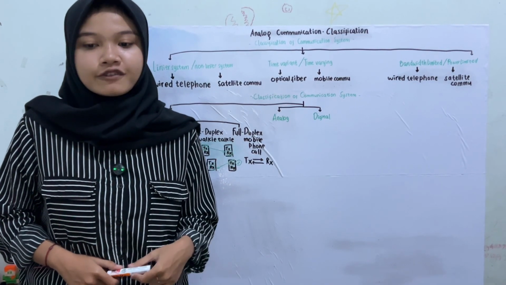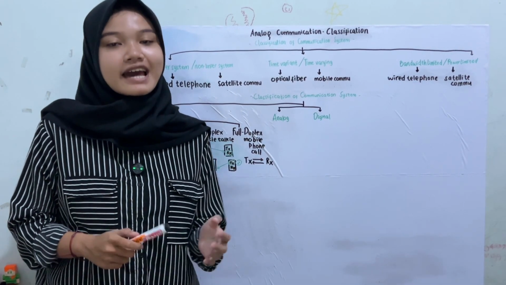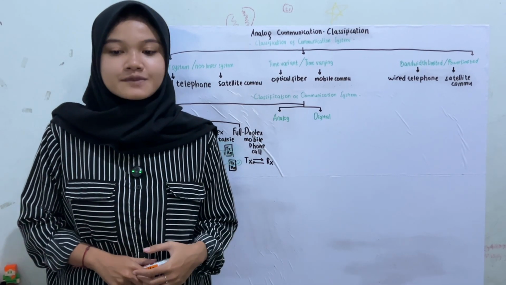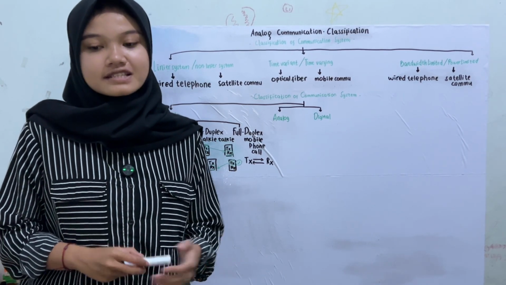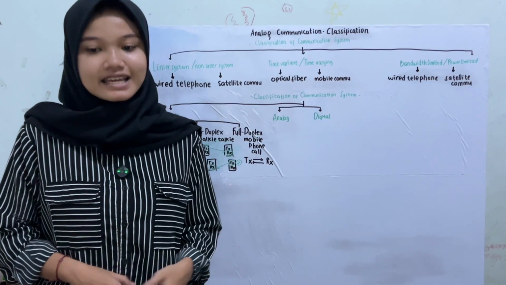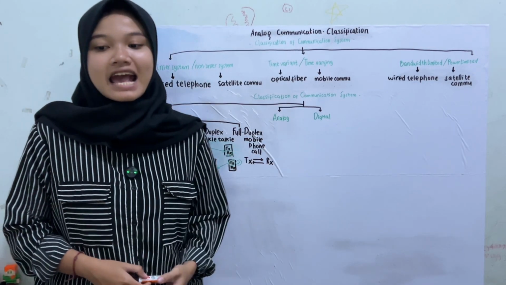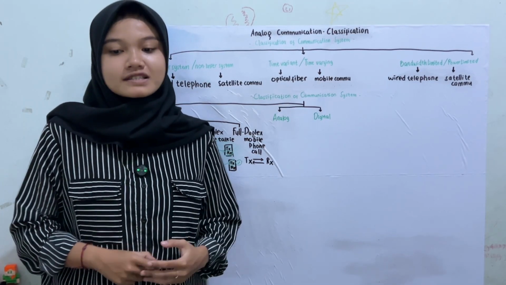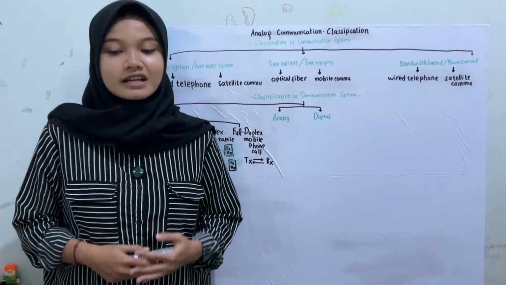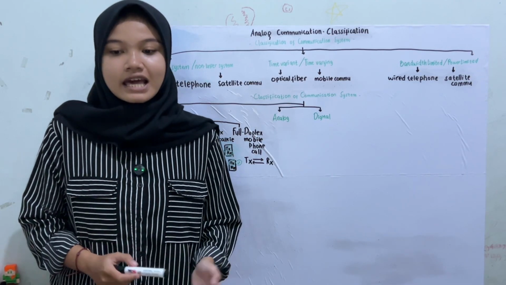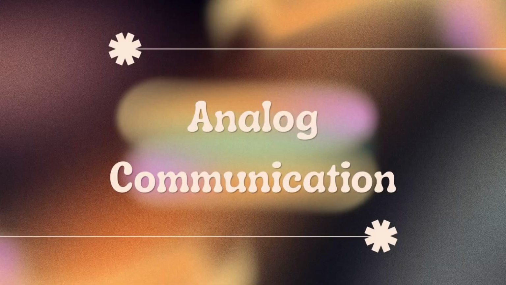So far, we have learned how communication systems are classified based on their characteristics and transmission modes. Now, let's move on to another important classification, which is based on the type of the signal used to carry information. In general, communication systems are divided into analog communication and digital communication. Although both systems are designed to transmit information from a transmitter to a receiver, they differ significantly in the way the information is represented and processed. Let's begin with analog communication.